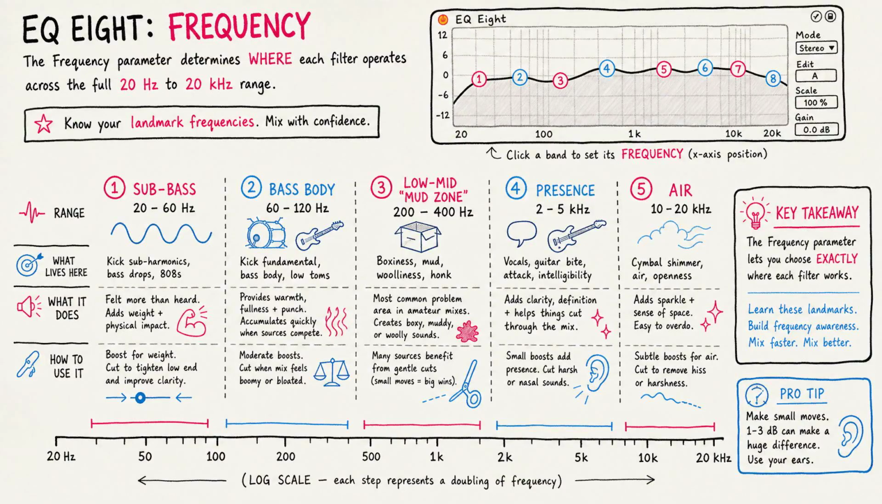Air and brilliance, 8 to 16 kHz, adds sparkle, shimmer, and the sense of openness. High shelf boosts here add excitement and modern sheen. Cuts reduce harshness and sibilance.